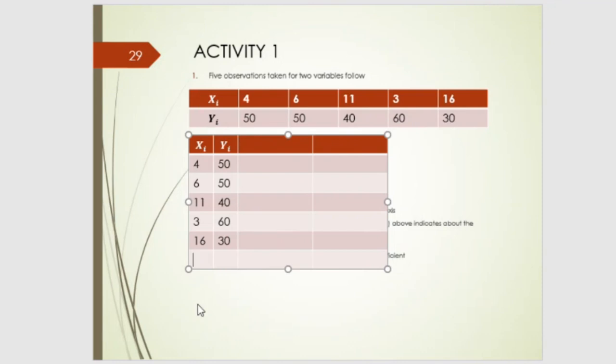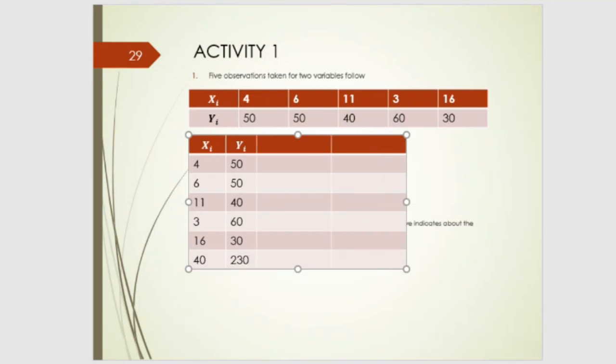Okay. So we need to calculate the sum. The total for the first one is 4 + 6 + 11 + 3 + 16. What is it? I'm still calculating, sir. It is 40. And then the one for Y: 50 + 50 + 40 + 60 + 30 = 230, right? 230. Okay, this is the sum.